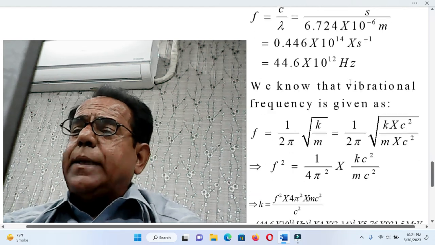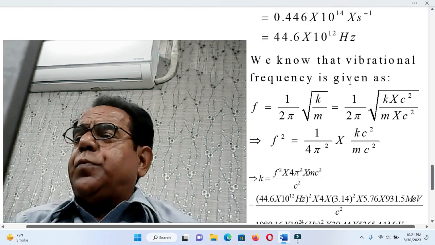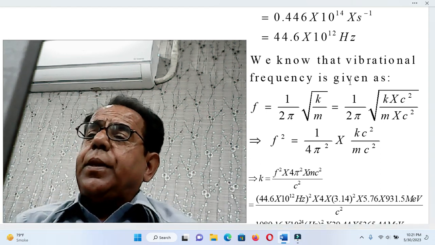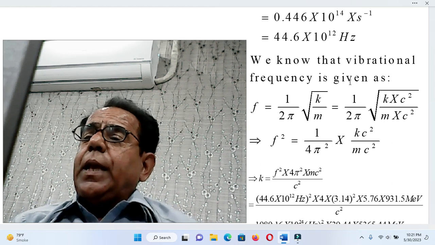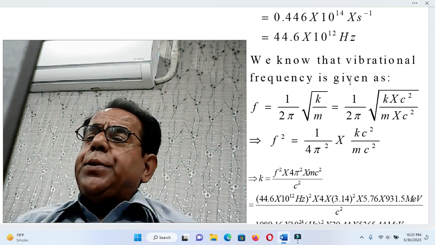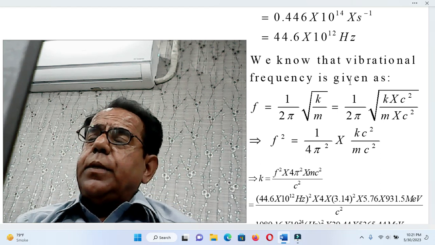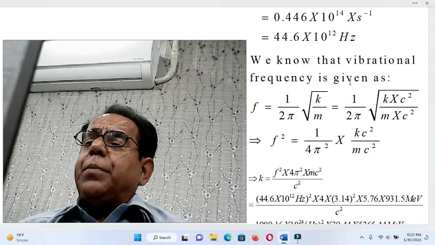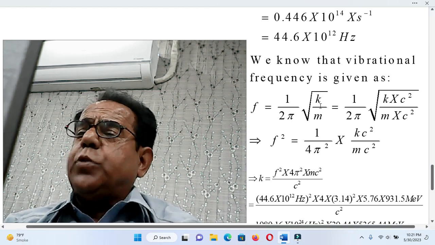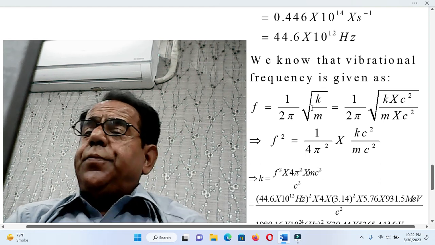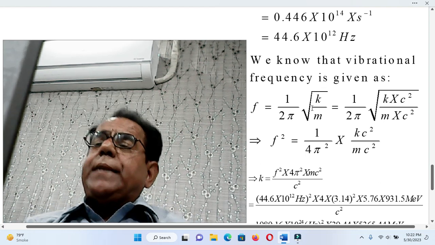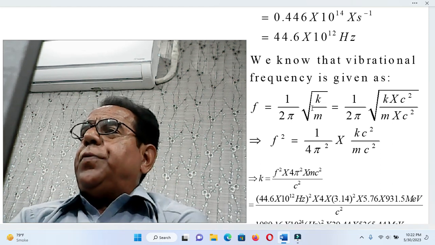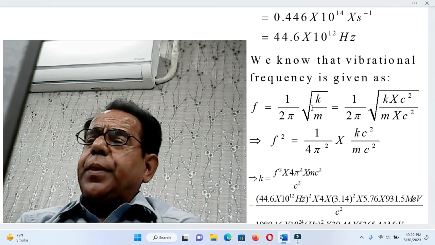Now we move to the remaining part of this problem. We know that vibrational frequency f is equal to 1 over 2 pi into under root k over m. We have to find the value of the force constant k. Vibrational frequency f is equal to 1 over 2 pi into under root k over m.